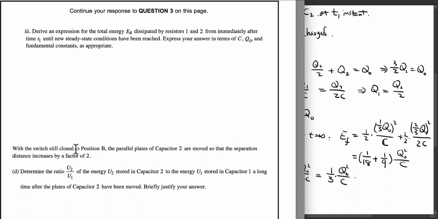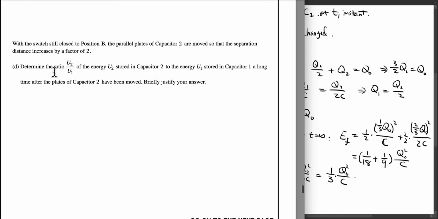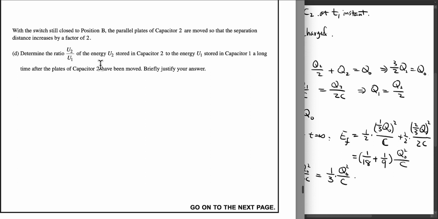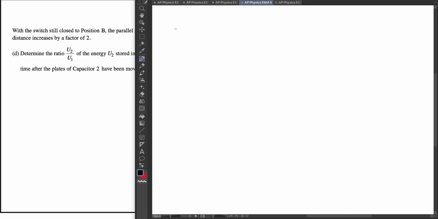With the switch still closed to position B, the parallel plates of capacitor 2 are moved so that the separation distance increases by a factor of 2. Determine the ratio U2 over U1 of the energy U2 stored in capacitor 2 to the energy U1 stored in capacitor 1 a long time after the plates of capacitor 2 have been moved. Briefly justify your answer. Question D. Okay.